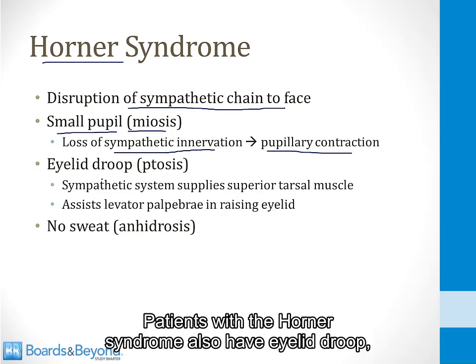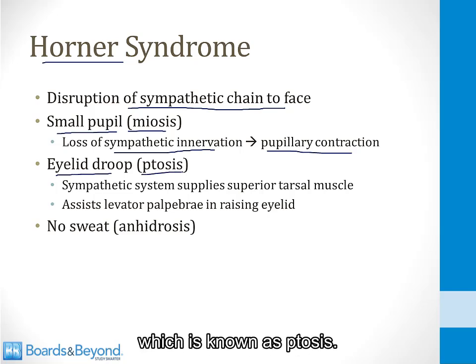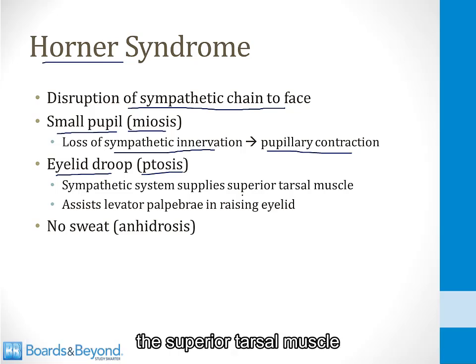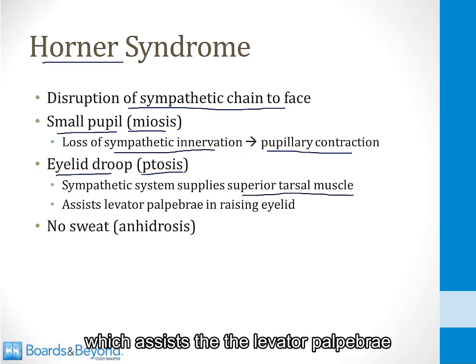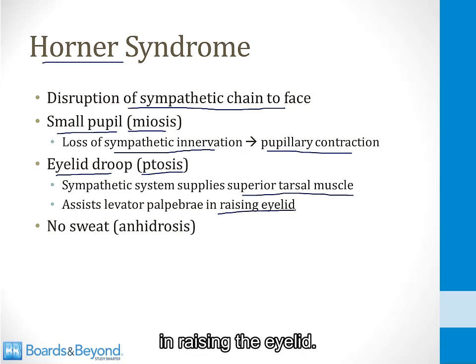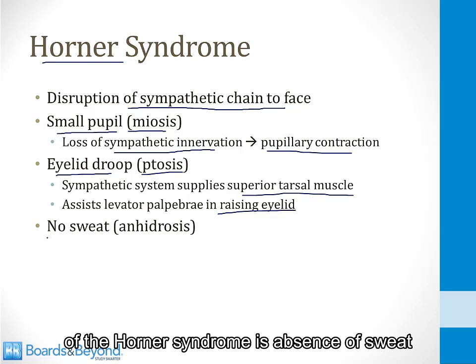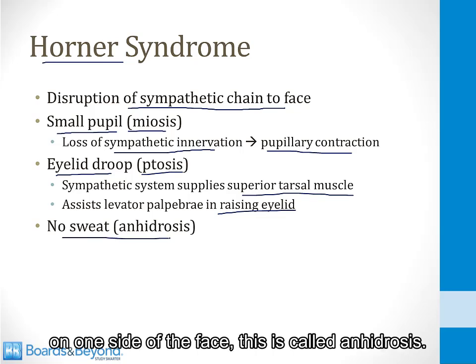Patients with Horner syndrome also have eyelid droop, which is known as ptosis. This is because the sympathetic nervous system supplies the superior tarsal muscle, which assists the levator palpebrae in raising the eyelid. And then finally, the third characteristic of Horner syndrome is absence of sweat on one side of the face. This is called anhidrosis.